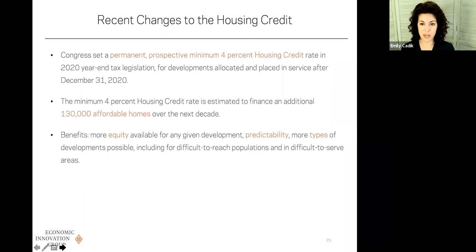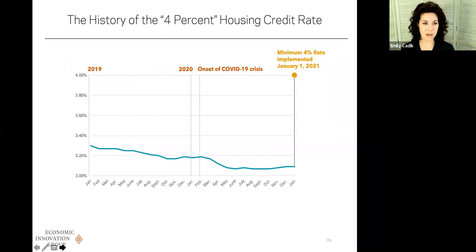It means a lot more equity can go into any given development. Of course, it's still up to the state housing agencies to decide how much equity any given development needs in order to be financially feasible. But going from 3.07 to 4 is just a huge difference. And it means that a lot more types of developments are going to be possible, including ones for harder to serve populations, for example, formerly homeless veterans. Developments in difficult to serve areas are going to pencil out now that didn't before. So it's a huge difference, and I just wanted to show some visuals of what happened here on the 4% side. So we can go to the next slide.